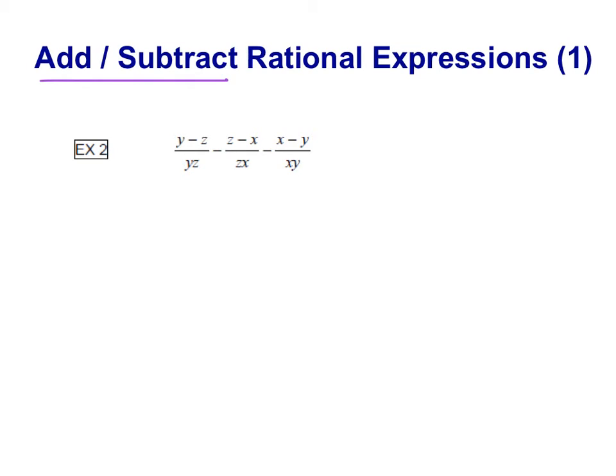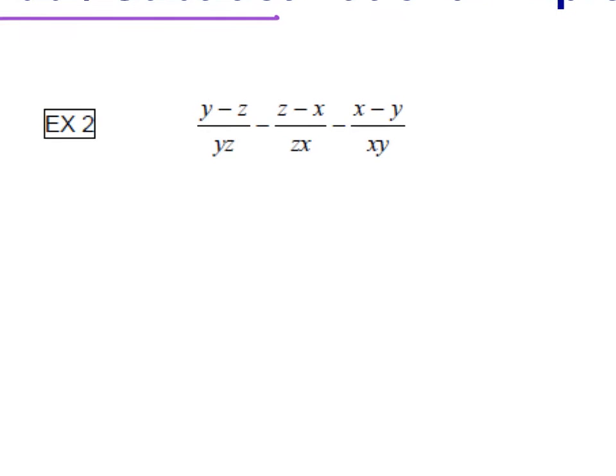So first thing I'm going to do is I'm going to focus on this first denominator. There's a y and a z here. Our second fraction has a z and an x, and the last one has an x and a y. So I'm going to start with the x's just so it's alphabetical and I don't lose track. I can see we have an x in this denominator. We have an x in this denominator, but we do not have an x in this denominator. So that is the first thing I'm going to do, is I'm going to multiply this fraction by x.